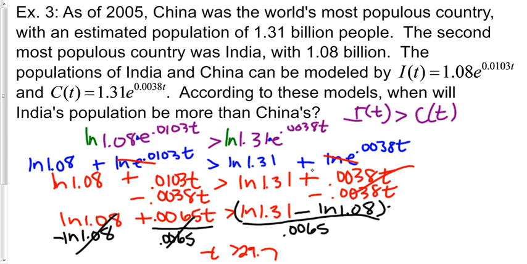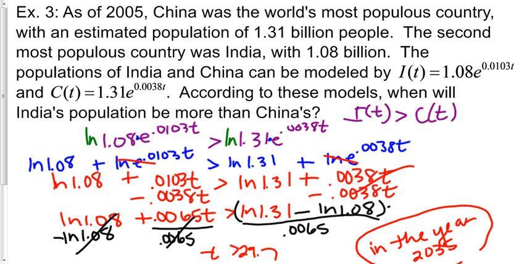When will that happen? So 30 years after 2005, it's going to be about 2035. So my answer here, I'm just going to say in the year 2035. Always make sure that you're answering the question that's being asked. According to these models, when will India's population be more than China's? Well, we got t is greater than 29.7, so that's about 30 years later. And so we got to say it's in the year 2035.